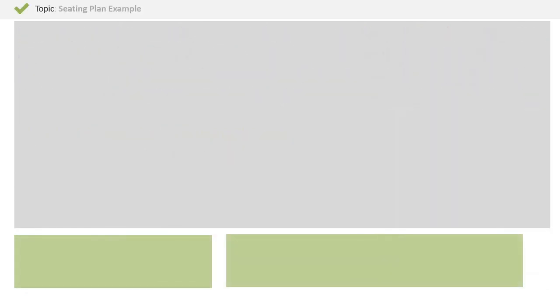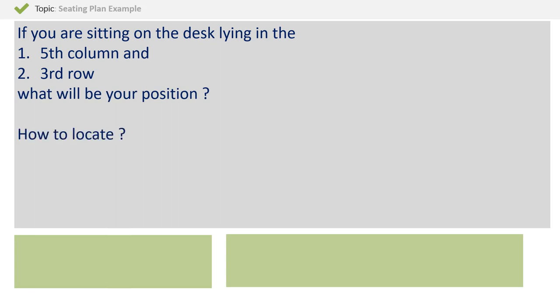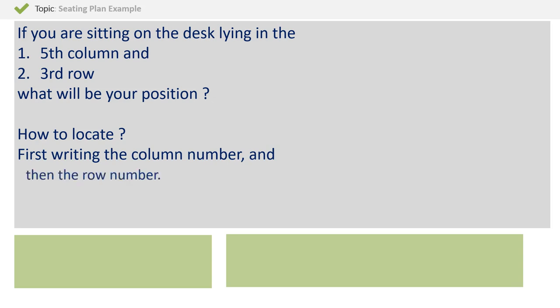And now, if I ask you to tell me, if you are sitting on a desk lying on the 5th column and 3rd row, what will be your position? How do you locate this? First, write the column number and then write the row number. So assuming you have to first tell me your column number and your row number, in that case your answer will be 5, 3.